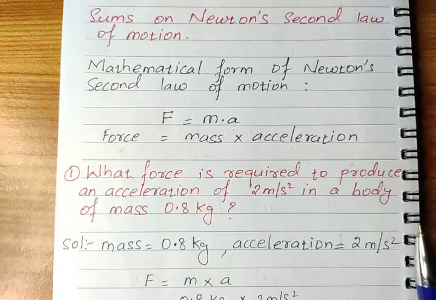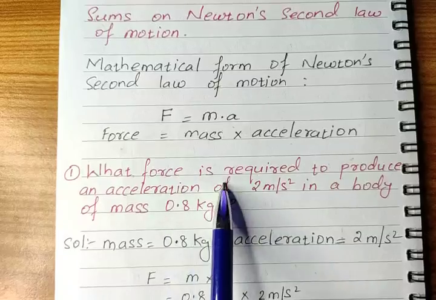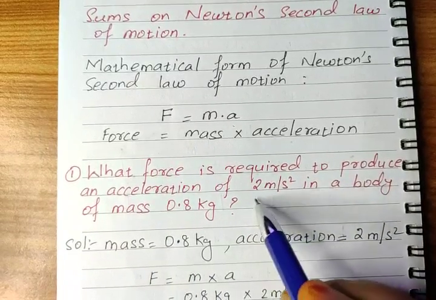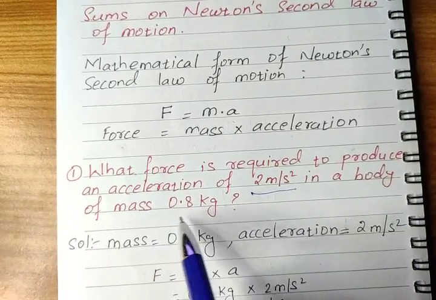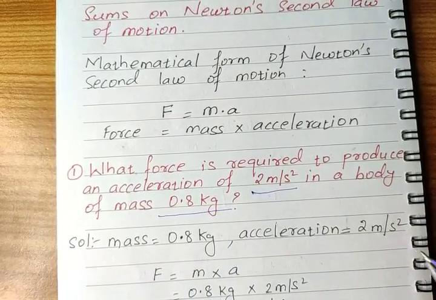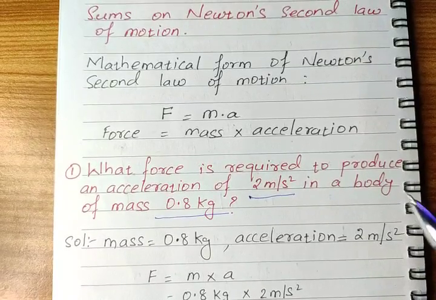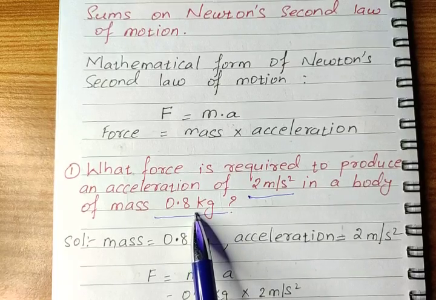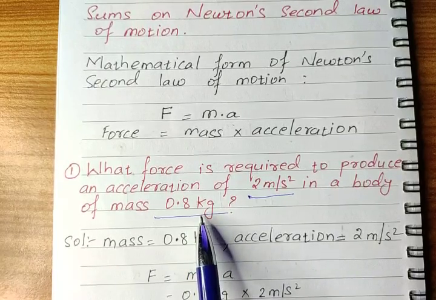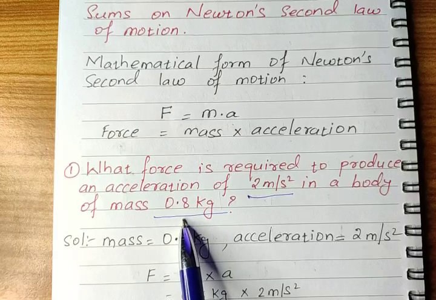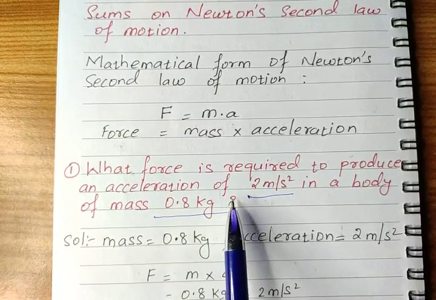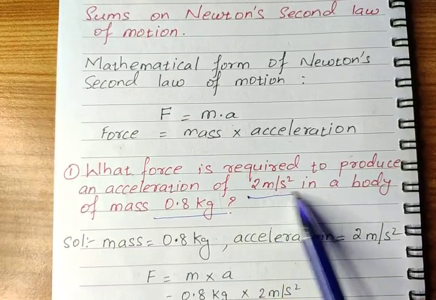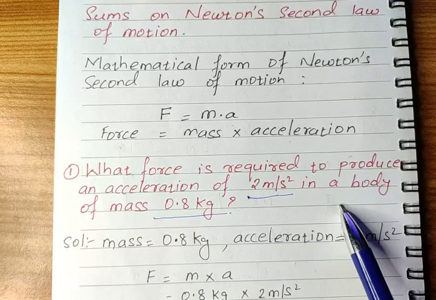First question, see children, what is the first question? What force is required to produce an acceleration of 2 meter per second square in a body of mass 0.8 kg. Okay children, so acceleration is 2 meter per second square and the mass of the body is 0.8 kg. There is a body, its mass is how much? 0.8 kg. How much force is required to produce the acceleration of 2 meter per second square in a body? I hope you understood the question children.